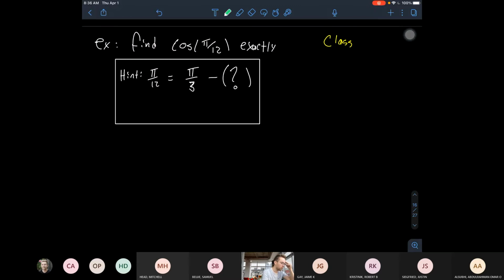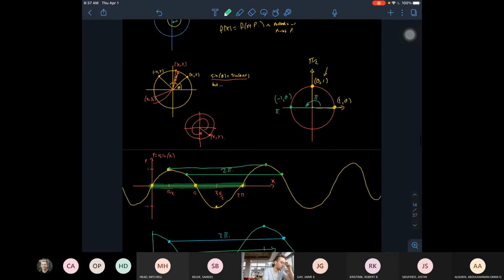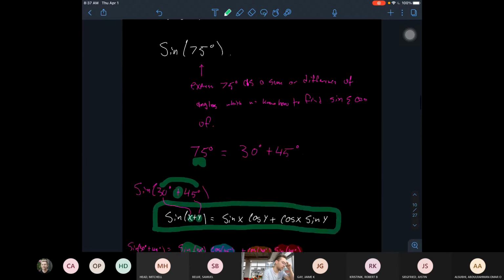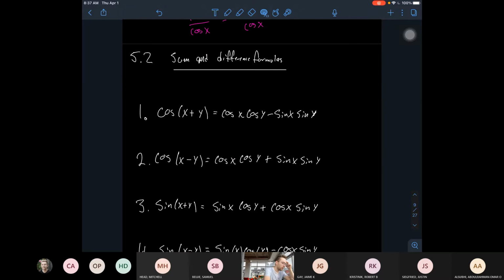Our goal is to find cosine of pi over 12 exactly. The trick here is that pi over 12 is not an angle for which we automatically know the values of sine and cosine. So we're going to have to use one of these sum and difference formulas. Let me copy these down. I'll copy down the relevant ones, just the cosine ones, since we're doing a cosine problem.